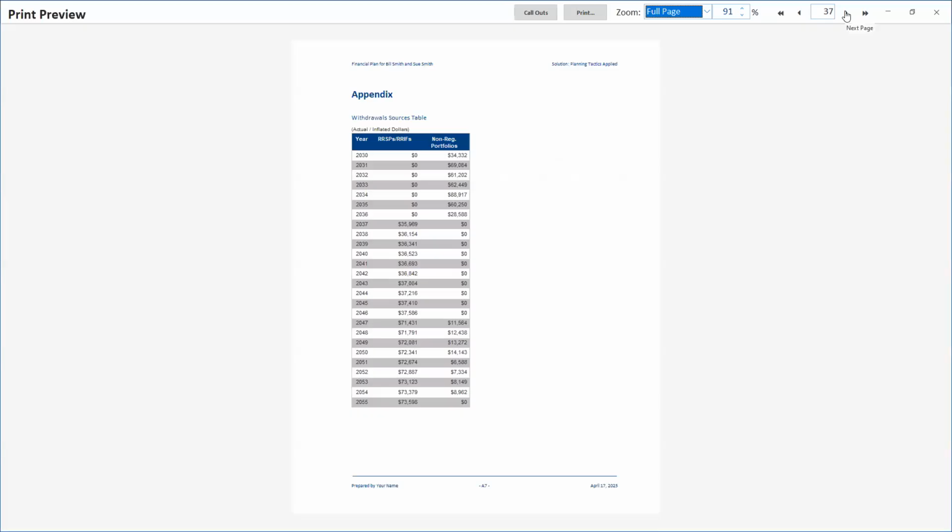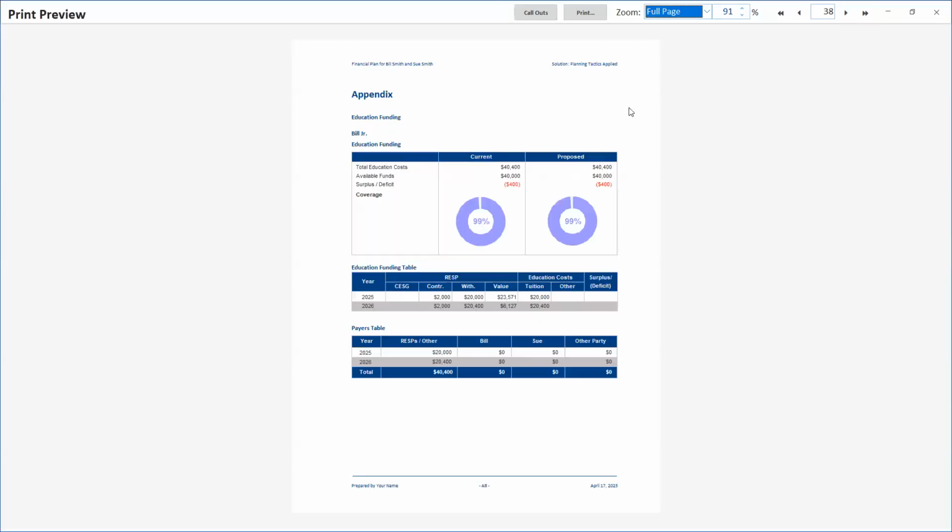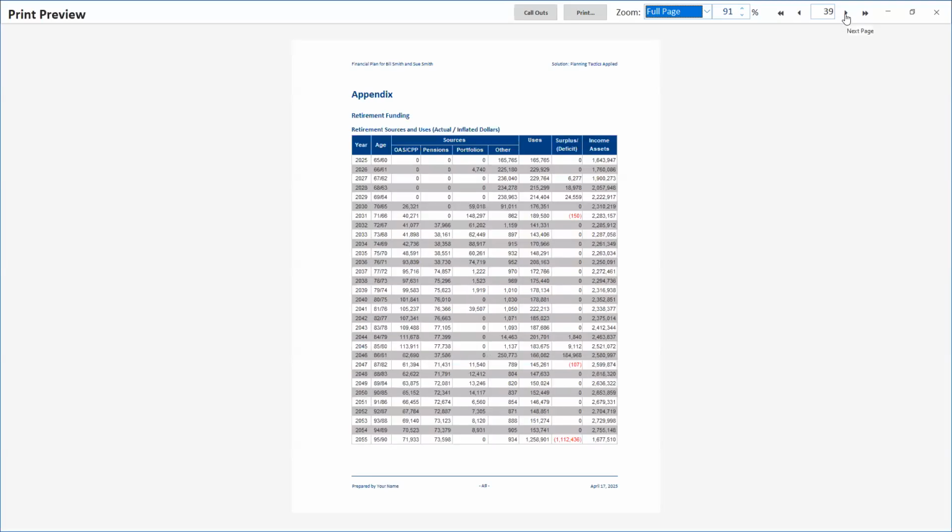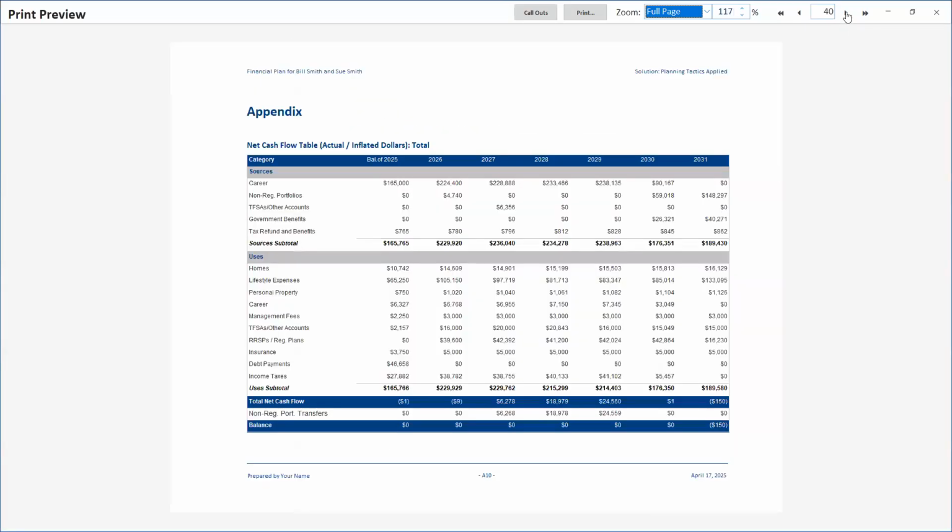Obviously, those numbers will change over time, but it gives the client some further information. And then education funding, again, for each child. In this case, we only have Bill Jr. And then a retirement funding table that, again, kind of sums up where all the different funds are coming from. And then the appendix, annual net cash flow, et cetera.